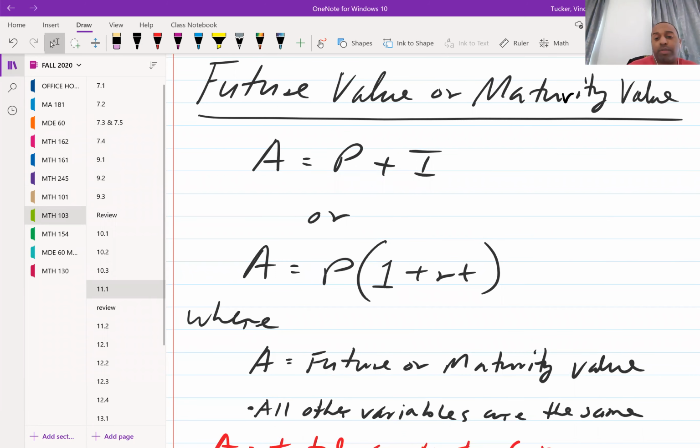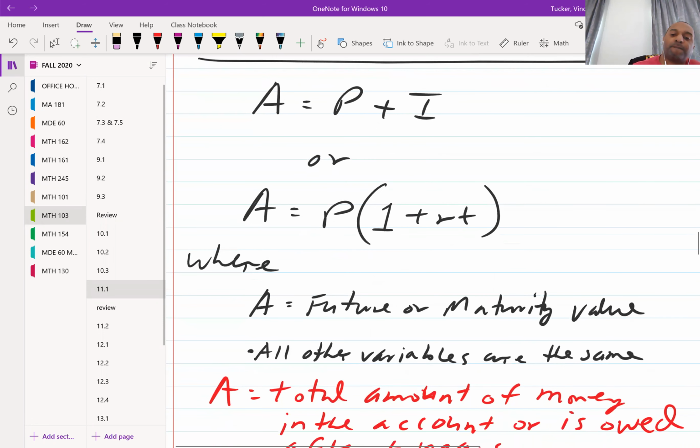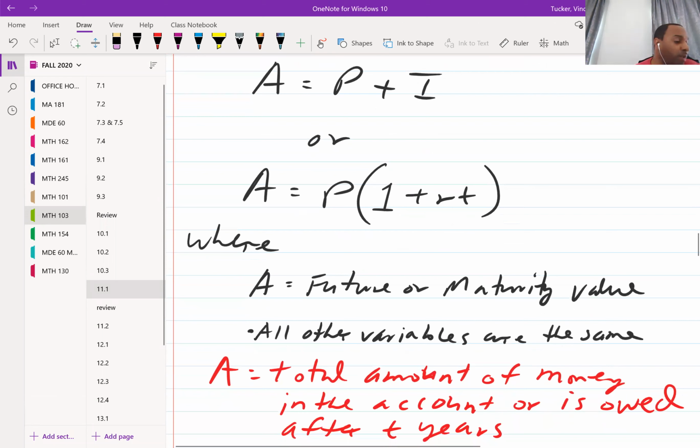And then all the other variables in this formula stay the same. R, T, and P will still be the same thing. So you can find your maturity value one of two ways. If you calculate the interest first, you can just add it to your principal. Or if you haven't calculated interest, you can just plug P, R, and T into this formula, and you will still be able to find out what A is. And in the red was just me reiterating what A is.